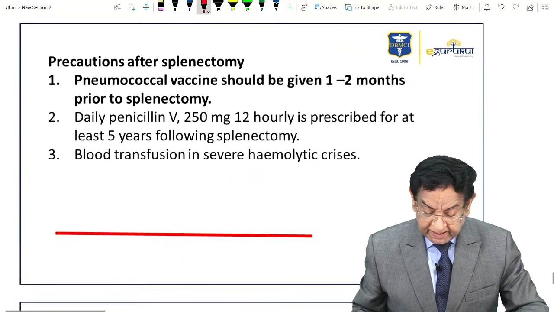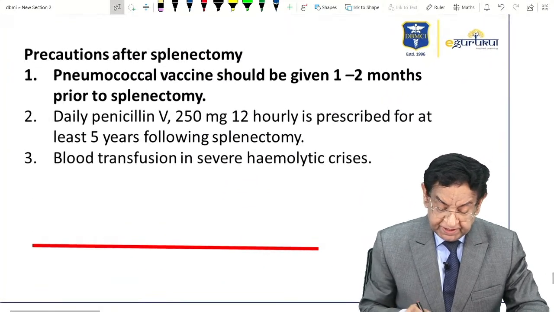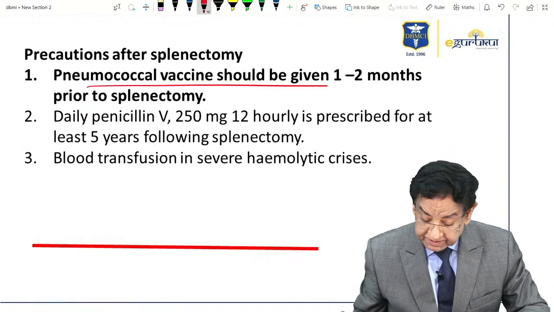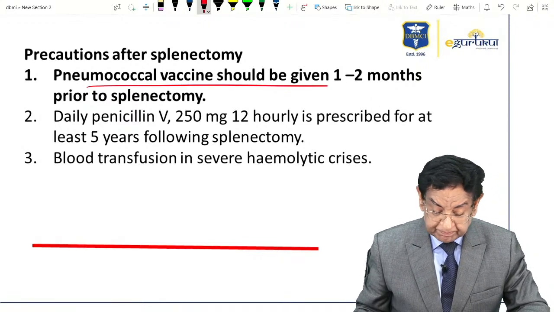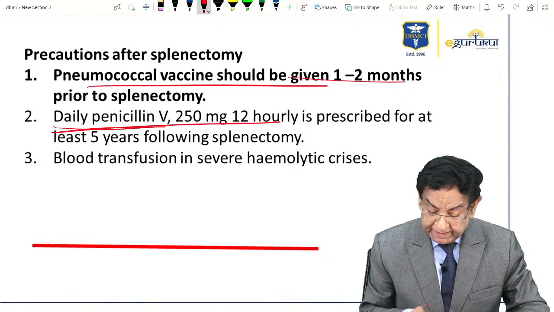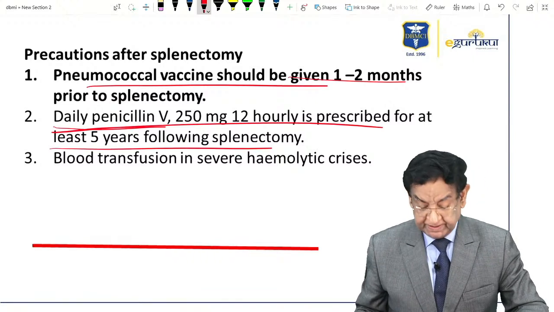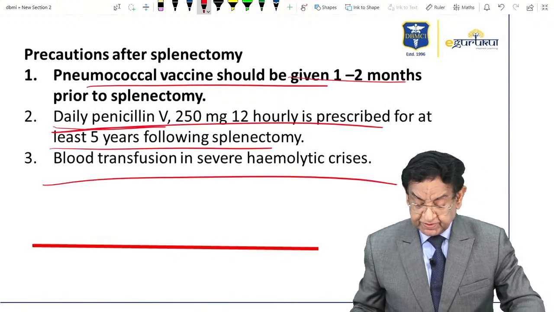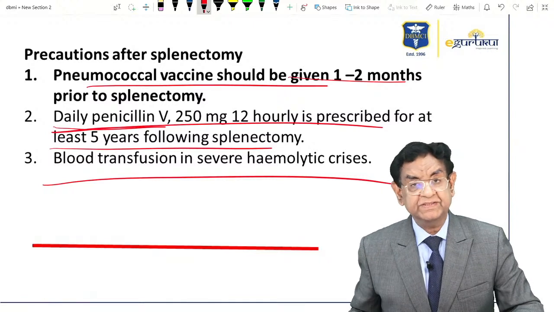So, precautions after splenectomy: pneumococcal vaccine should be given 1 to 2 months before splenectomy. Daily penicillin for at least 5 years following splenectomy. And blood transfusion for severe hemolytic crisis.